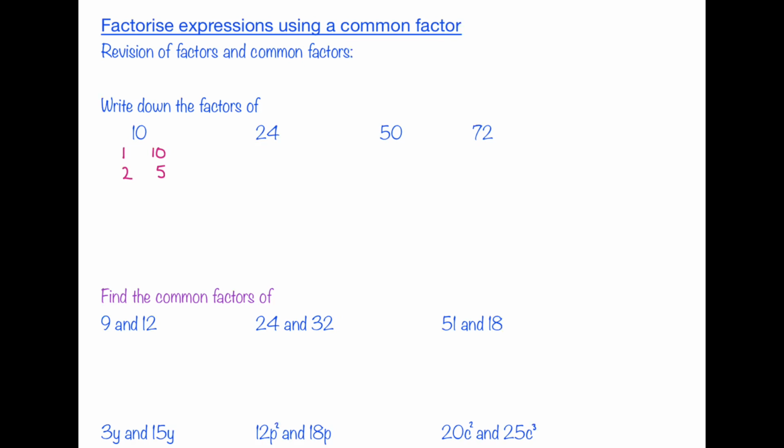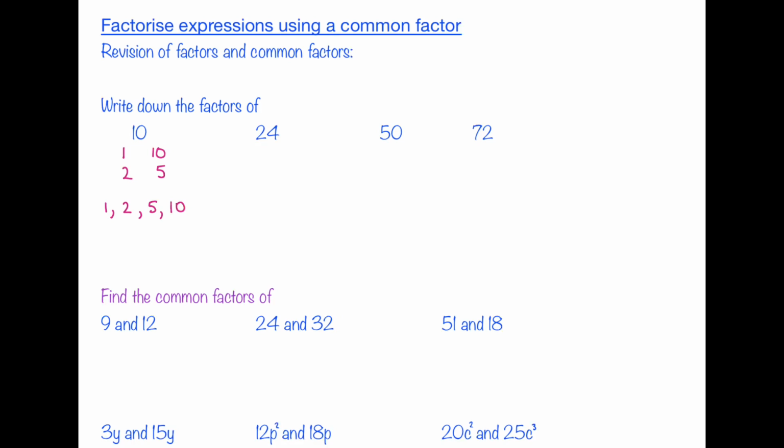3 doesn't go into 10. 4 doesn't go into 10. 5 would be the next number, but we've already got it there, so we stop because that means we've got all the factors of 10 now. And if you list them like this, they will always be in order if you read in that direction. So down the first column and up the second. So we can say that the factors of 10 are 1, 2, 5 and 10.